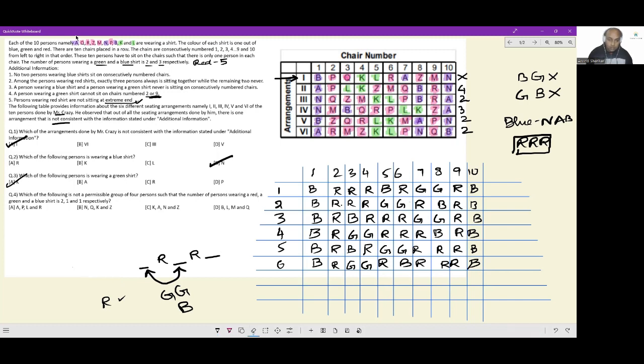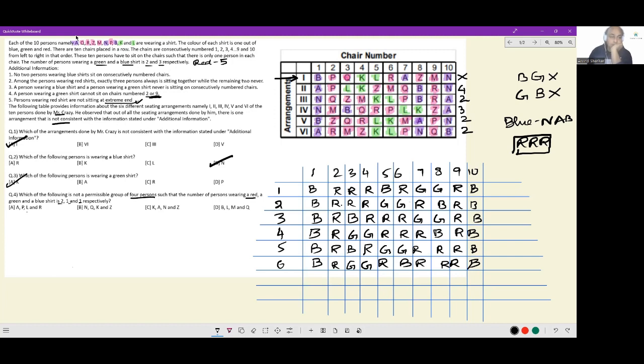Okay. Now, which of the following is not a permissible group of 4 persons such that the number of persons wearing red, green, and blue is 2, 1, and 1? Red, blue, green had to be 2, 1, and 1.